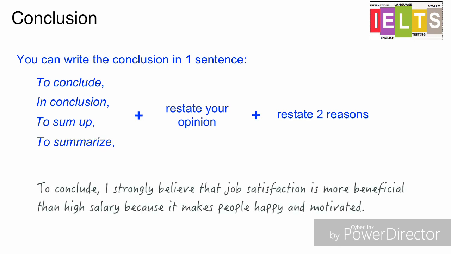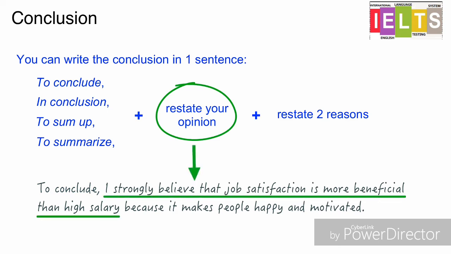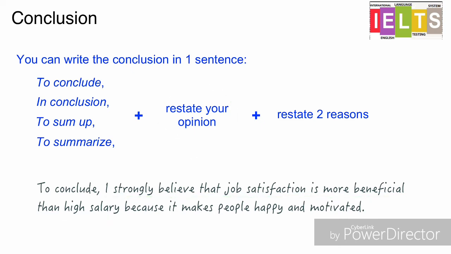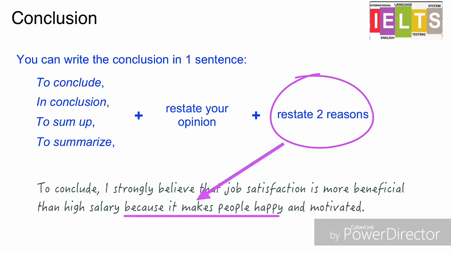To conclude, I strongly believe that job satisfaction is more beneficial than high salary because it makes people happy and motivated. As you can see, I started with the phrase, to conclude, showing the examiner that I start writing my conclusion paragraph. Then, I restated my opinion. I strongly believe that job satisfaction is more beneficial than high salary. And after that, I briefly stated the reasons for my opinion. Because it makes people happy, my first reason, and motivated, my second reason.